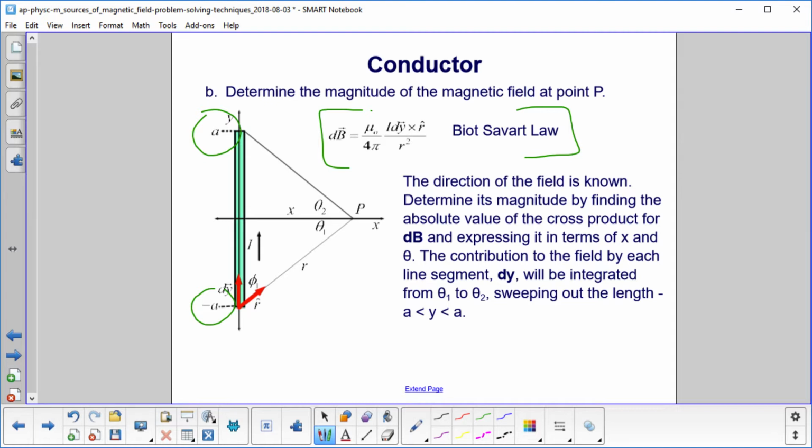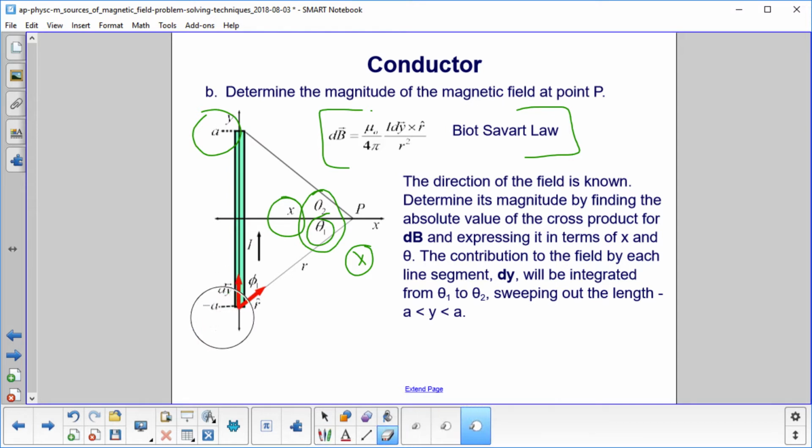So we know the direction of the field. It's into the page. Anywhere on the wire, you'll get that. You determine its magnitude by finding the absolute value of the cross product for dB, and then expressing it in terms of x, that's how far away you are, and this angle here, theta. The contribution to the field by each line segment dy, here's our dy.